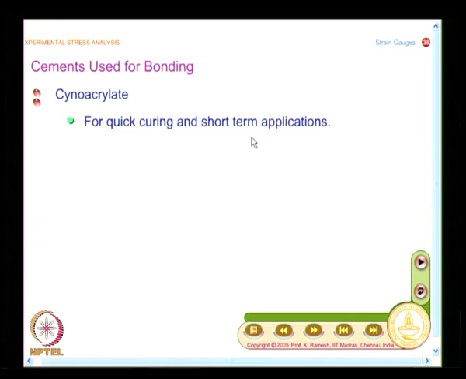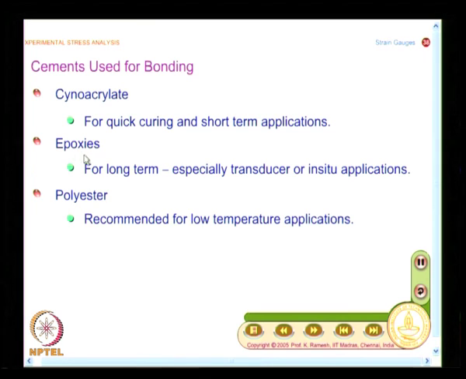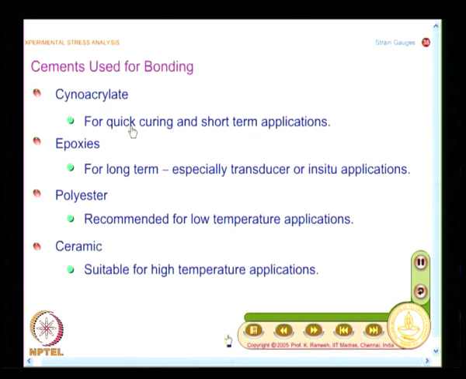Suppose I want to make a transducer, I cannot use cyanoacrylate to bond the strain gauge to a transducer. For transducer application, I need to go for epoxies. This is for long term, and epoxy will take at least 24 hours to cure, whereas cyanoacrylate cures within seconds.